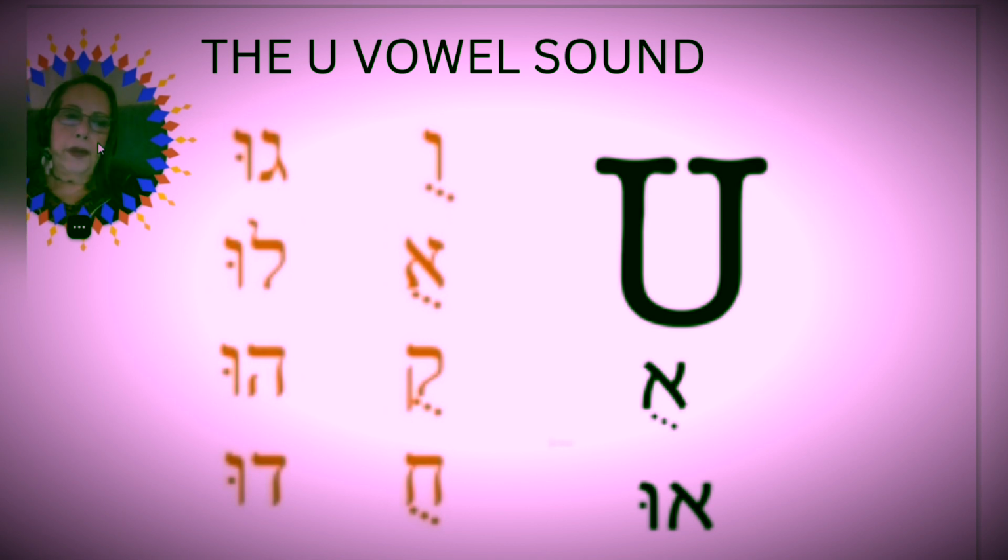All right, and this is the oo sound. Ooh. All right, so we have vu, oo, ku, and hu. And we have gu, lu, hu, and du. Hope you enjoyed this lesson.